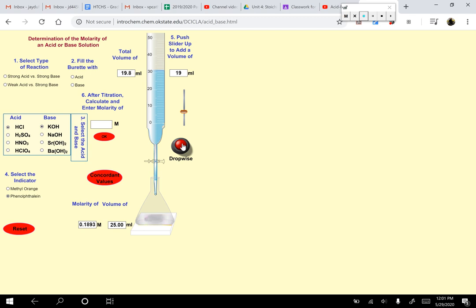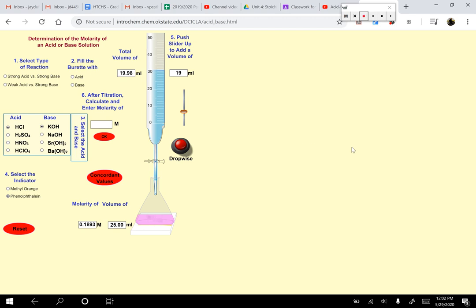So it's going to keep going and going. Slowly, drop by drop, until hopefully you should get a permanent color change coming out relatively soon. And boom, there we go. One drop, we have a permanent color change in our solution, and it took 19.98 milliliters to do so.